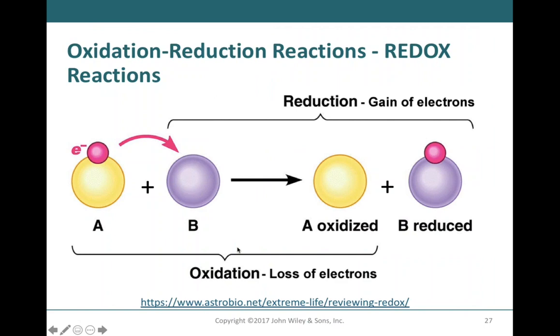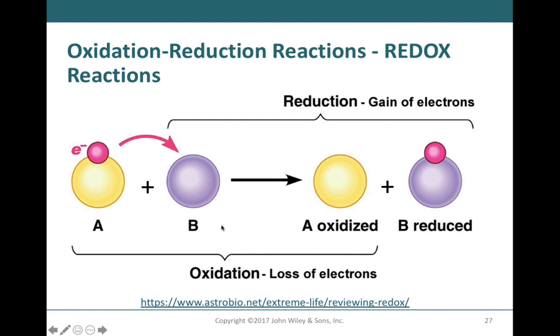So every redox reaction is going to occur in parallel, which means that while something is going to be oxidized, something else is going to be reduced. By definition, an oxidation-reduction reaction is the transfer of an electron from one molecule to another. So if we are transferring it from one to another, we have to have two different molecules. Something's going to be losing that electron, and something's going to be gaining it.